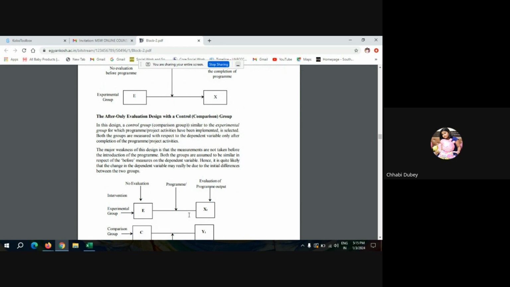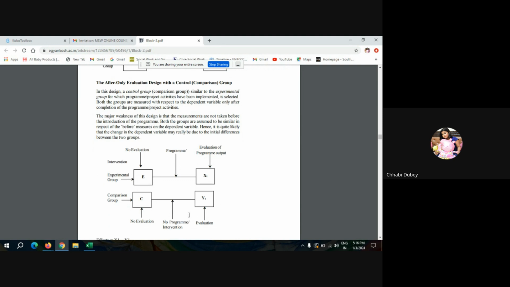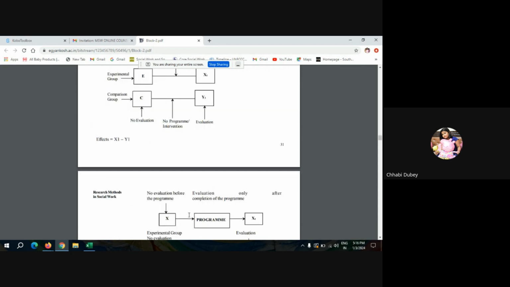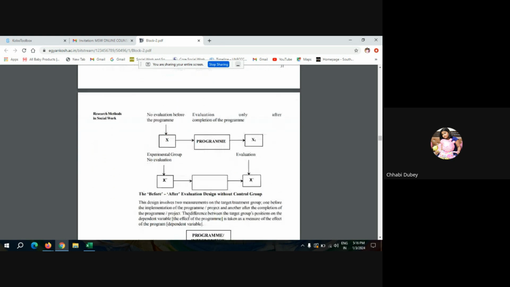Now this type of design also has certain weaknesses, like the measurements are not taken before the introduction of the program, and both the groups here are assumed to be similar in respect of the before measures of the dependent variable, and therefore it is quite likely that the changes in the dependent variable may be due to the initial differences between the two groups. So this is again one of the major weaknesses of the after-only evaluation design with a control group. You can see that it has been depicted by this diagram.